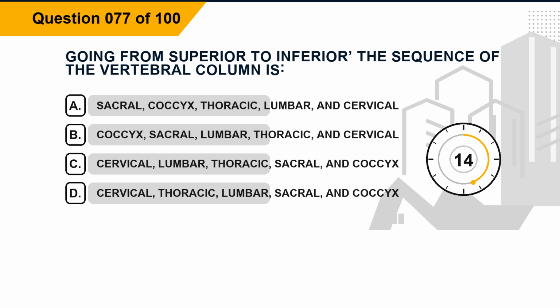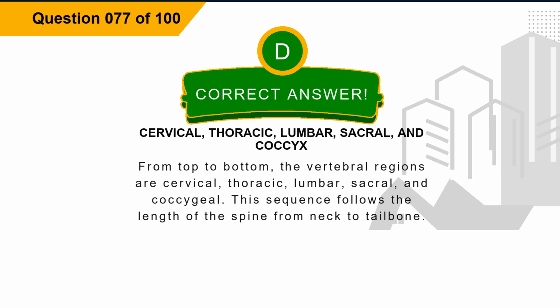Option B, coccyx, sacral, lumbar, thoracic, and cervical. Option C, cervical, lumbar, thoracic, sacral, and coccyx. Option D, cervical, thoracic, lumbar, sacral, and coccyx. The correct answer is option D, cervical, thoracic, lumbar, sacral, and coccyx.